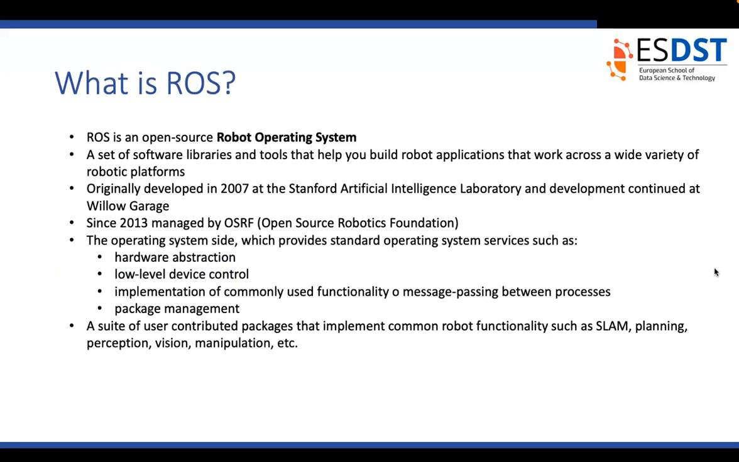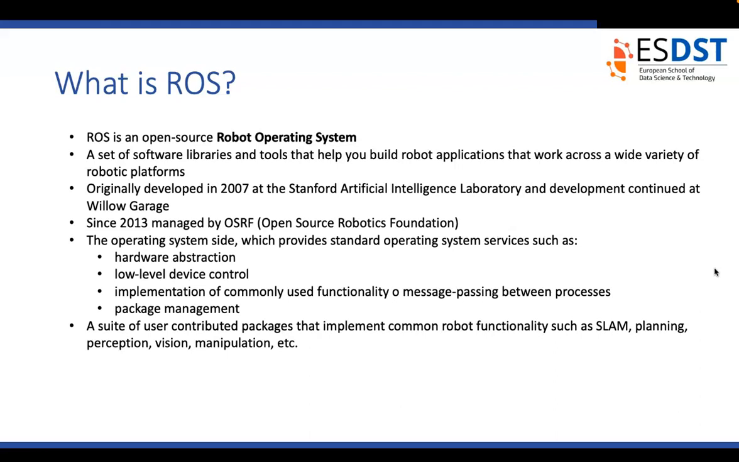ROS stands for Robot Operating System, open source. As the name suggests, it's an operating system. Well, it's not an operating system. It's a set of software libraries and tools that help you build robot applications, and that will work with a wide variety of robotics platforms. It was originally developed in 2007 at the Stanford Artificial Intelligence Laboratory, and then development continued at Willow Garage. You will also see a lot of robots that ROS supports are Willow Garage robots, for example the Turtlebot 2. They're very good robots when you want to see them in real life, with hardware available to learn on and so on.